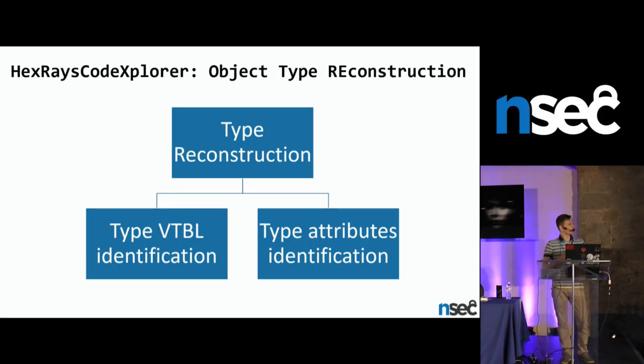So we did a type reconstruction. We reconstructed object-oriented types. And for type reconstruction, there are two essential steps. First, we identify virtual tables. A virtual table is related to polymorphic types, because if there is no polymorphism, there is no reason for a virtual table, because all the functions are called directly. Virtual tables contain pointers to the functions which are actually overwritten, and recovering virtual tables gives us very interesting results about the type hierarchy.